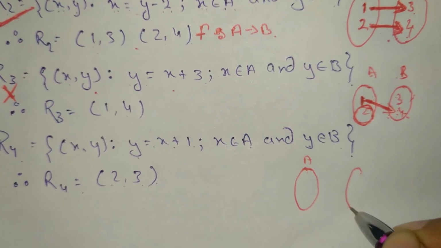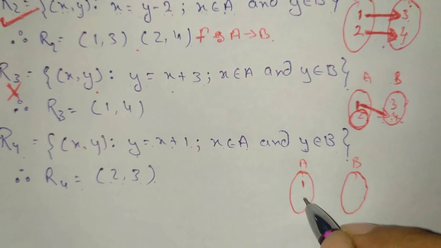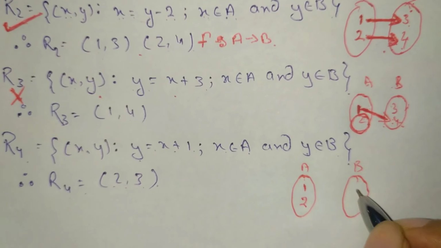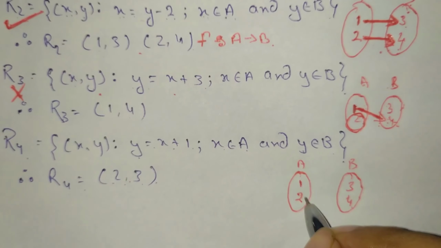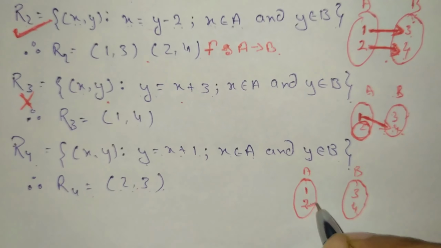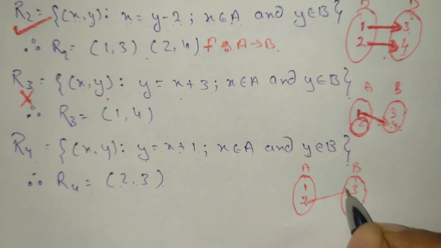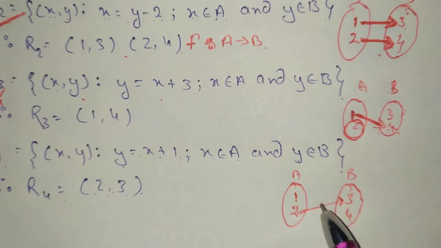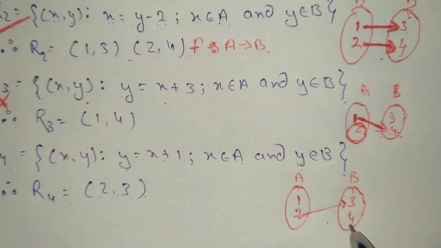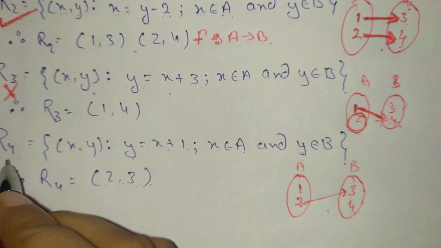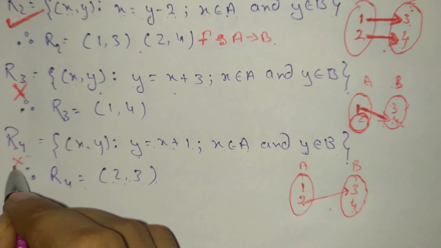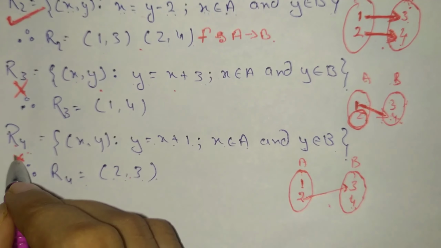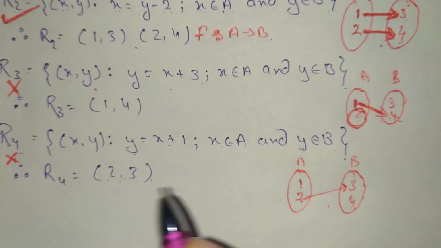Now come to R4, and let's make the arrow diagram where set A has two elements 1, 2 and set B has two elements 3, 4. Here we can see that element 2 of set A makes an image with an element of set B, but element 1 of set A is not making any image in set B. Therefore, relation R4 is also not a function.